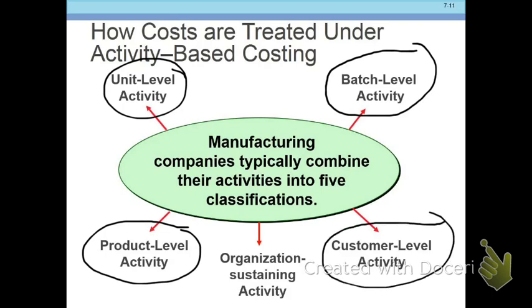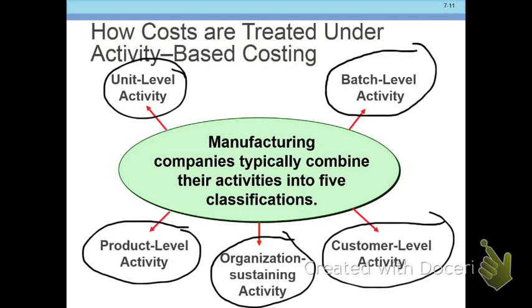Customer level activities: how much does it cost to have the accounting people fielding calls from the customer, or customer service people fielding calls or inquiries from email, to take care of that customer? And then finally we get up to organization sustaining activities. What are those activities that are required to keep the organization going that we can't tie down to any particular customer or product? Things like the president's salary would fall under organizational sustaining.